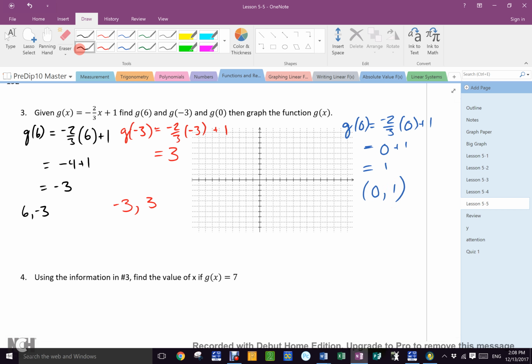Graph it. No, put 1. Good? Everybody? I see a few quizzical looking faces.